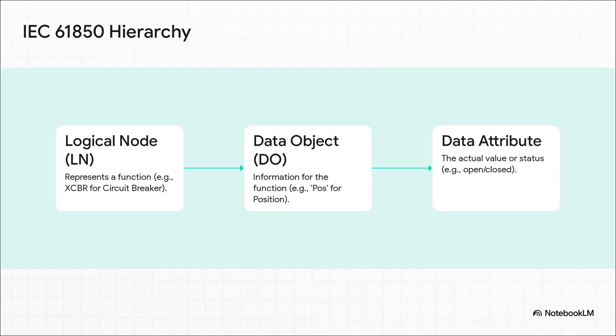See, IEC 61850 thinks about the world completely differently. It's all about the job that needs to be done. The basic building block here is called a logical node. You can just think of it like a dedicated app for a specific function, like XCBR, which is the app for controlling a circuit breaker. Inside that app, you have data objects holding key info, like Pos for its position. And finally, you have data attributes with the actual value, like telling you if it's open or closed right now. It's a structure that's built for action.